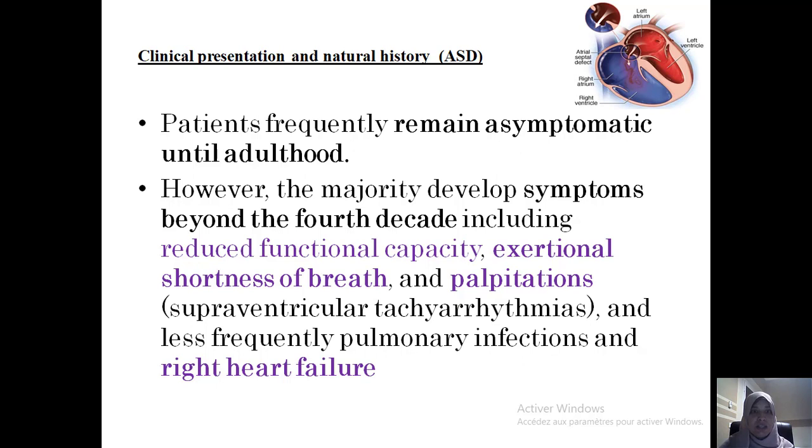What about the clinical presentation and natural history of ASD? We should know that patients frequently remain asymptomatic until adulthood. However, the majority develop symptoms beyond the 4th decade. What type of symptoms? It can be a reduction in functional capacity, exertional shortness of breath and palpitations because of supraventricular tachyarrhythmias, and less frequently pulmonary infections and right heart failure.